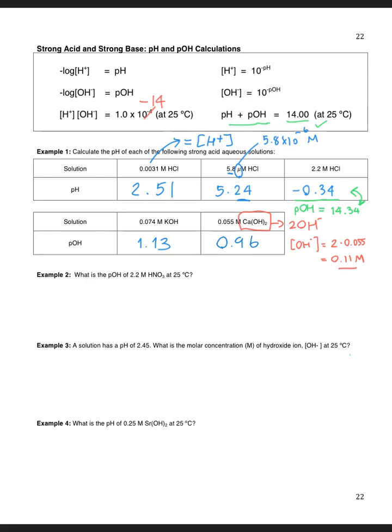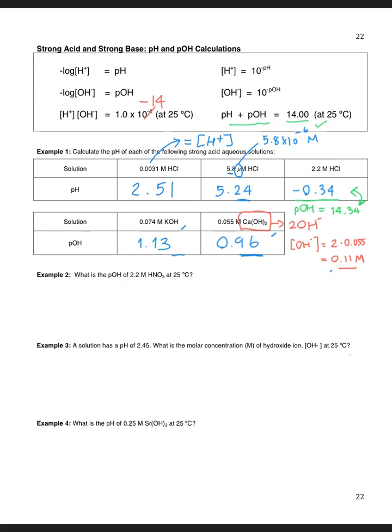Again, this is the pOH of the base, so that's why the pOH value comes out less than 7. And also because the concentration of hydroxide ions in calcium hydroxide is a lot greater than in the potassium hydroxide solution, the pOH of calcium hydroxide comes out to be less than the pOH of potassium hydroxide.